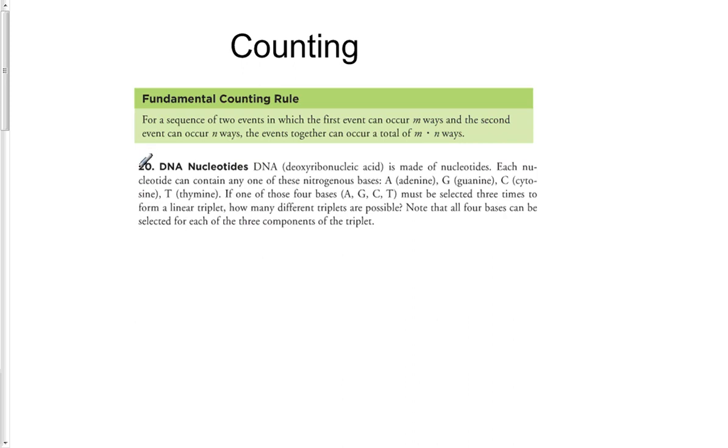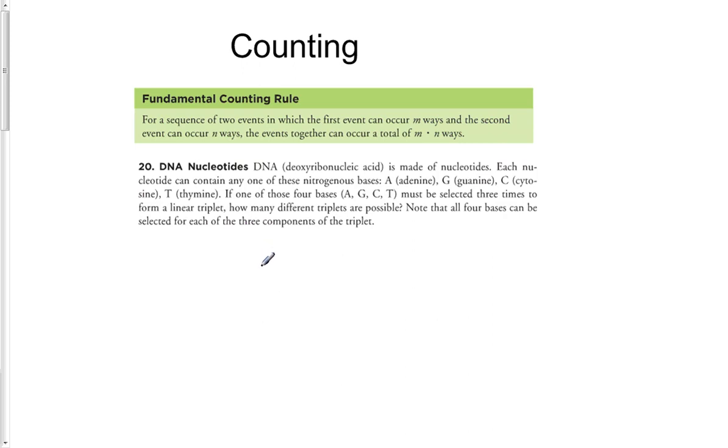All right, so it says DNA nucleotides, and we're talking about DNA. DNA is made up of nucleotides. Each nucleotide can contain any one of these nitrogenous bases, A, G, C, and T. If one of these four bases must be selected three times to form a linear triple, so we're going to make triples out of these letters. We're going to use these four letters and form sequences of three letters. How many different triples are possible?